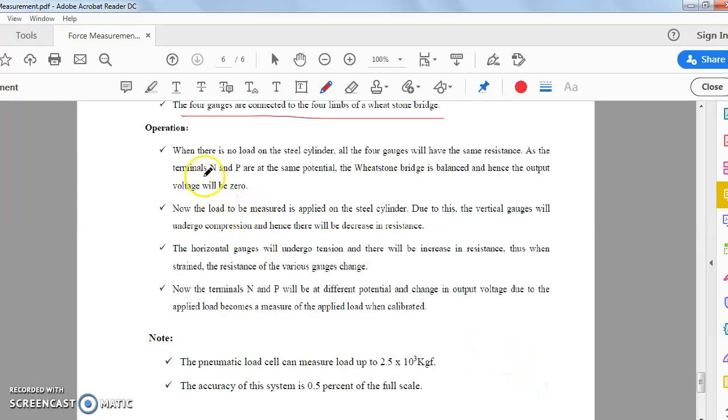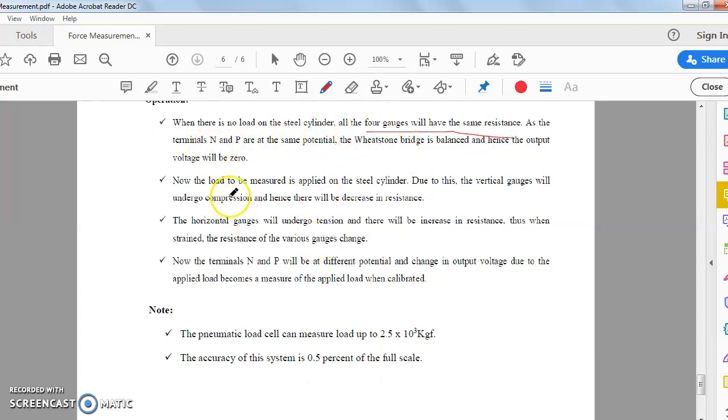Operation: when there is the no load condition, what will happen? The 4 gauges will have the same resistance. Now when the load is applied, what will happen? The vertical gauge will undergo compression, hence there will be decreasing resistance. That means when there is compression, there will be a decrease in resistance. When there is expansion, there will be an increase in resistance.